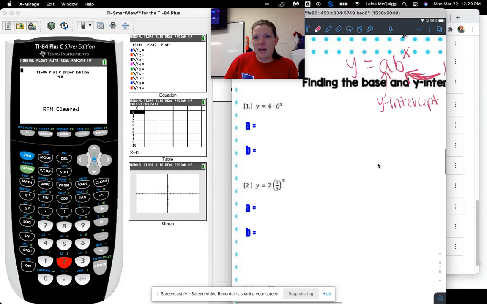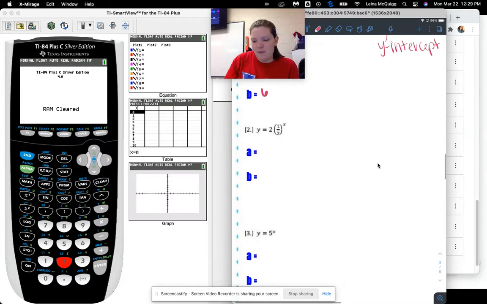So we have A times B to the power of X. B is the thing that's being raised to the exponent, with X in the exponent, okay? So here A is 4, B is 6. Then we have A times B to the power of X. So A is 2, B is 1/3.